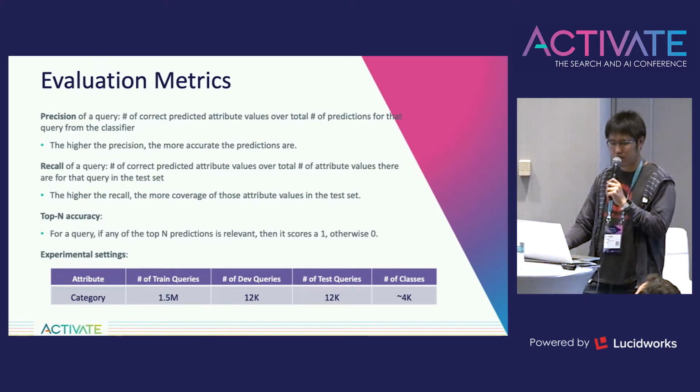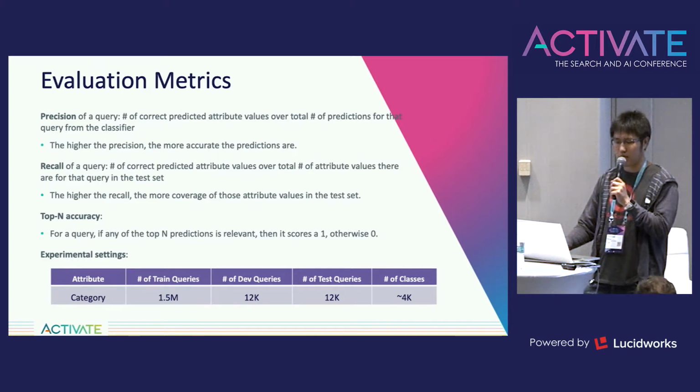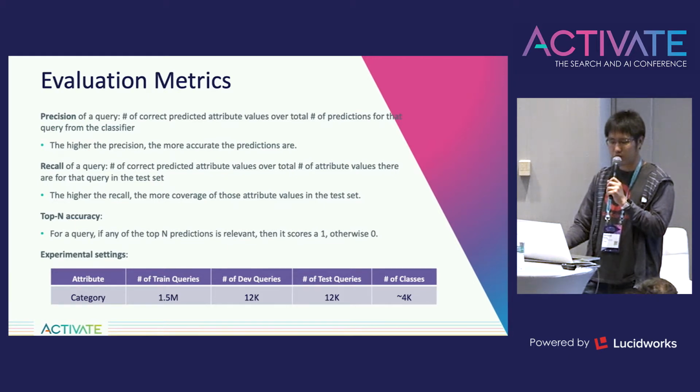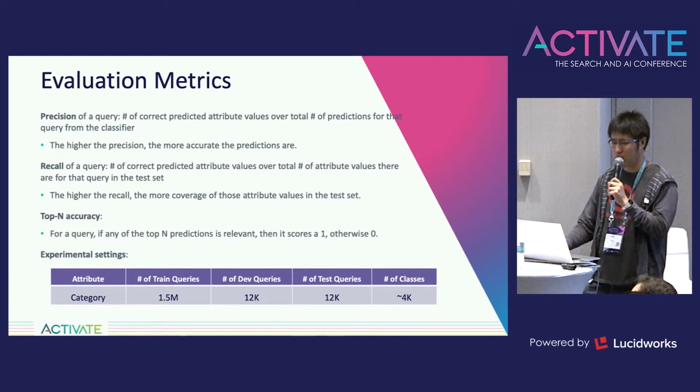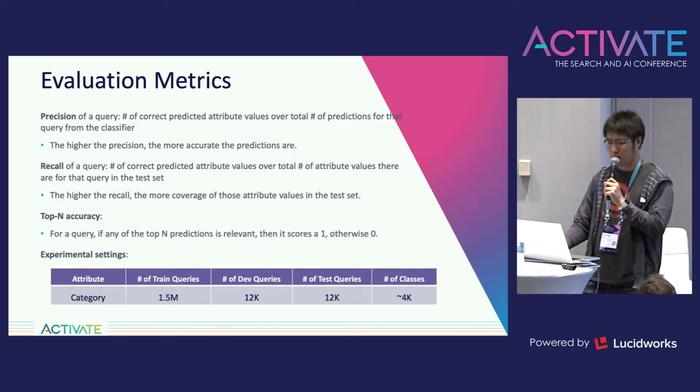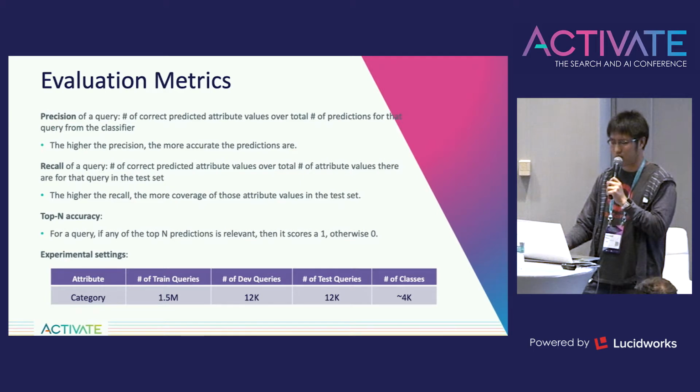In the experimental settings, we use the category attribute with 1.5 million unique search queries as training data, 12,000 as the development or validation set, 12,000 for the test set, and we have around 4,000 classes we need to predict.